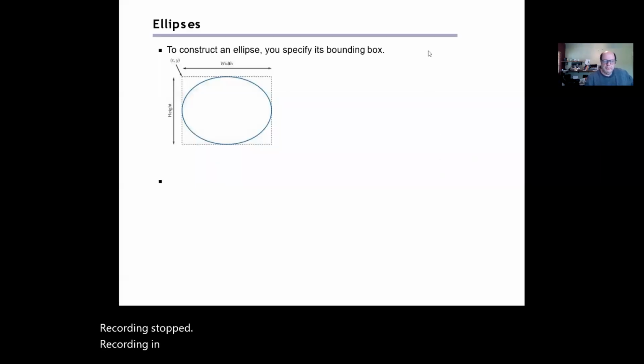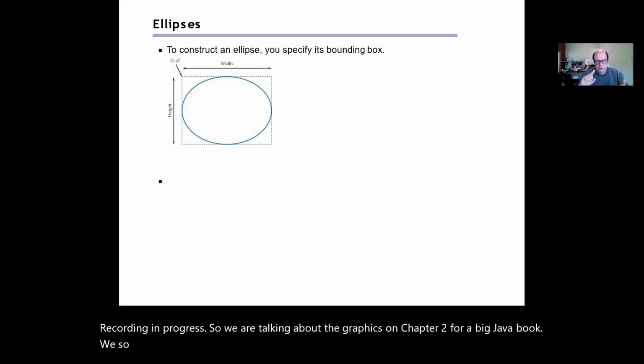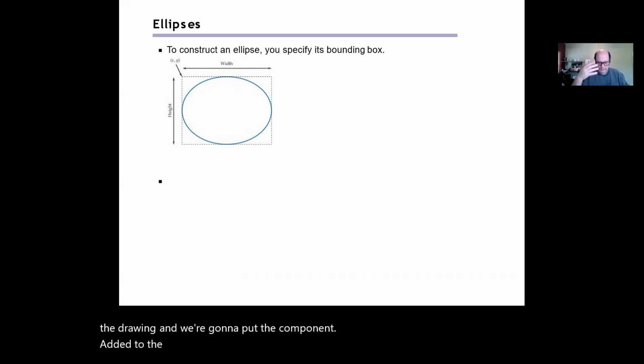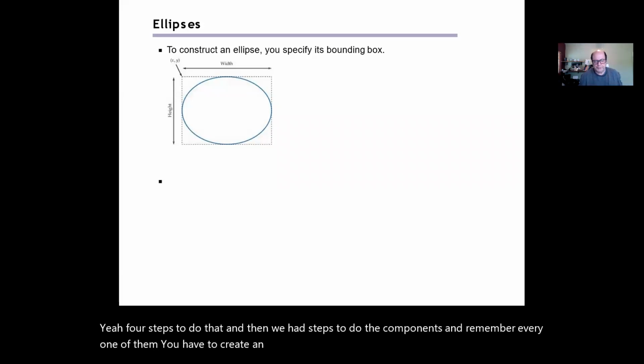So we are talking about the graphics on chapter 2 for a big Java book. So far we learned how to create our frame. We learn how to create a component for the drawing, and we're going to add the component to the frame. We had 4 steps to do that, and then we had steps to do the components. And remember, for every one of them, you have to create an object before you use it.